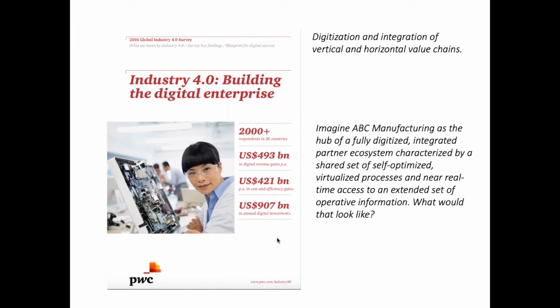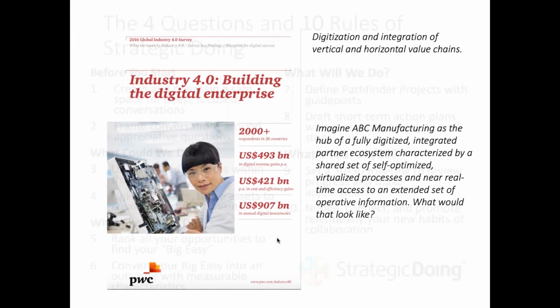So let's say we are ABC Manufacturing. Imagine ABC Manufacturing as the hub of a fully digitized, integrated partner ecosystem characterized by a shared set of self-optimized, virtualized processes and near real-time access to an extended set of operative information. What would that look like? Yeah, there's a lot packed in there, but if you're in that business, you know what those words mean, right? So we ask, imagine it. It doesn't exist right now, but imagine it. Well, what would it look like?